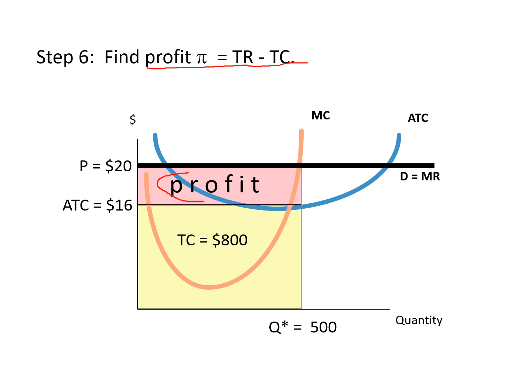the area of this rectangle here, because our total revenue was the rectangle going all the way down to here, whereas the total costs was the rectangle going to here. So the difference between the two is this area here. And in terms of numbers, the total revenue was $1,000, the total costs was $800, and that means that the profit will be $200.